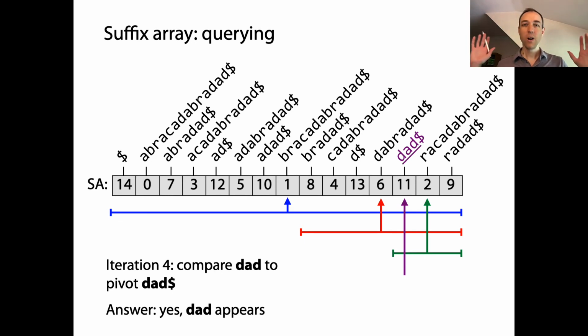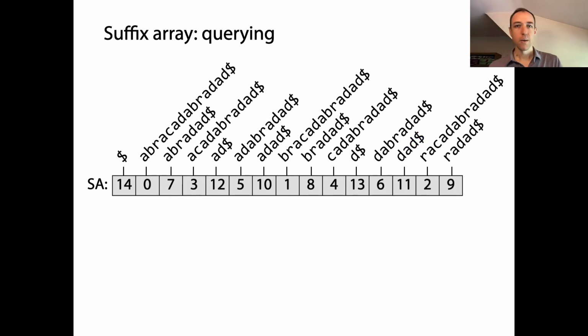Okay, so generally speaking, we're using binary search. The binary search is helping us narrow the space of suffixes that might have our query string as a prefix. Narrow, narrow, narrow, until eventually we either prove or disprove, right? Either we do find a suffix that starts with our query, or we discover that there are no suffixes that start with our query. Okay? So that's the algorithm.